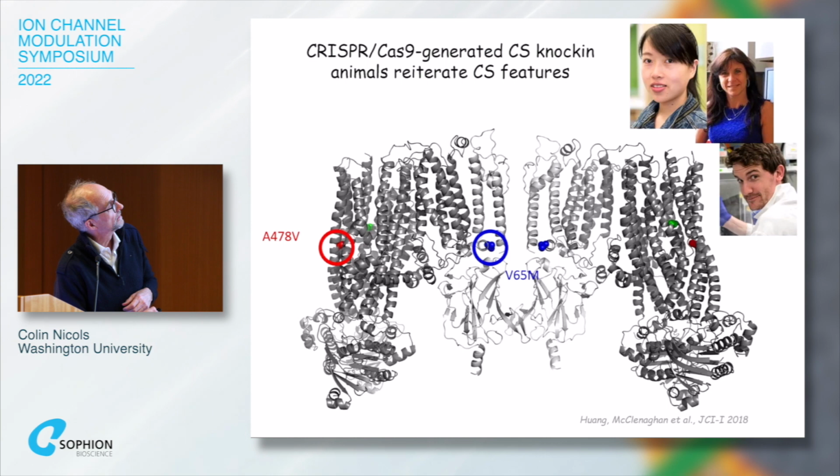And we made two animals, one of which had an A478V mutation in SUR2. It's one of the more severe mutants in terms of what it does to the gain of function. And V65M in KIR6.1. It's an even more severe gain of function effect. And I'll show you the differences, and I'll highlight the differences as we go on between these two models.